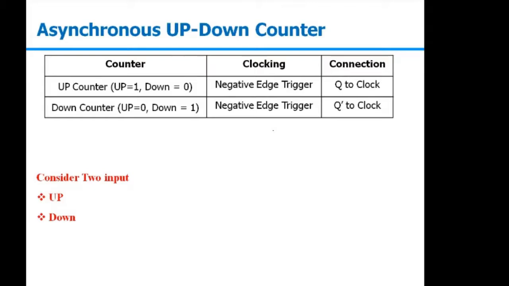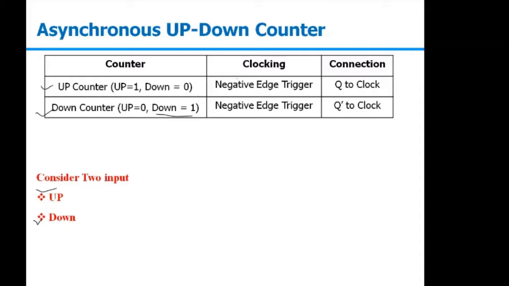So for that, first we will see what our design requirements are. I am considering two inputs: one is an up input, and one is a down input. So when up is 1, it will be an up counter, and when down is 1, it will be a down counter. This is the assumption that we are considering here.